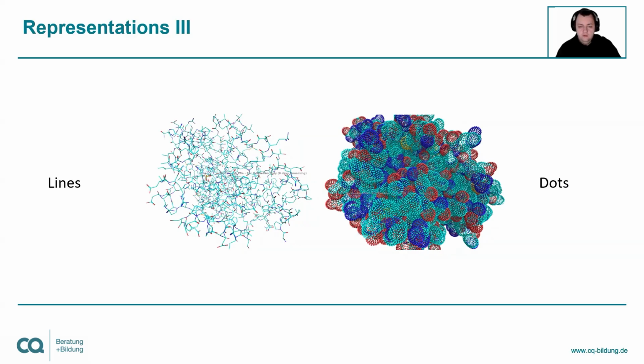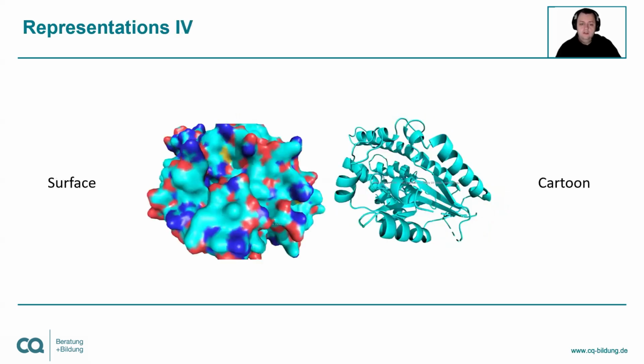The dots representation, on the other hand, is a see-through version of the spheres representation, allowing you to generate a see-through surface, you could say. Then there is the surface representation, for which PyMOL calculates the surface surrounding the corresponding macromolecule and then shows it to the users. Furthermore, there is the cartoon representation, probably the most commonly used representation for protein structures, with helices as helices, beta strands as arrows.